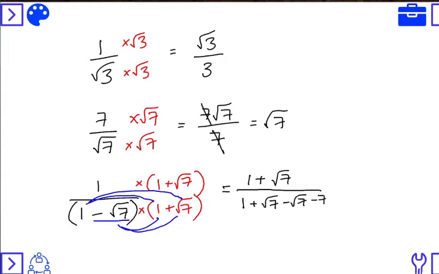So now we end up with 1 plus root 7 as my numerator, and after I've cancelled out the middle two terms, 1 minus 7 is negative 6. Now I don't like the fact that I've got a negative number on the bottom, so I'm going to times the top and bottom by negative 1, and I get minus 1, take away root 7 all over 6.